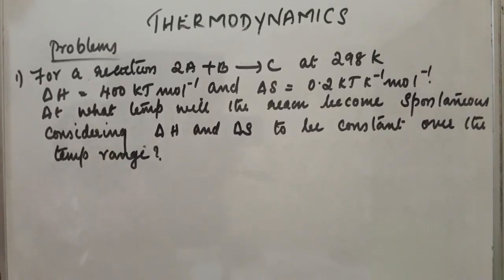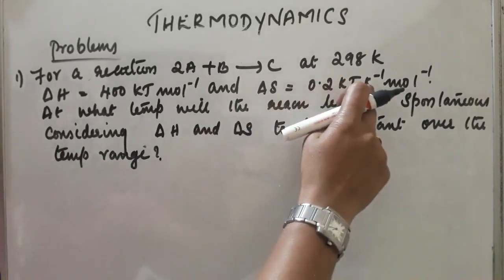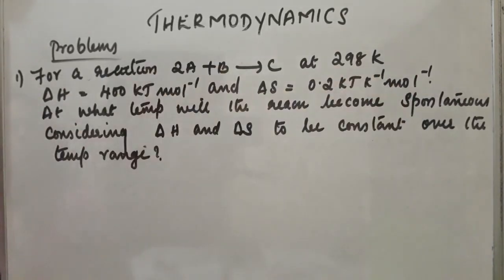Now let us do one problem in thermodynamics. First one: for a reaction 2A plus B gives C at 298 Kelvin temperature, delta H is given as 400 kilojoule mole inverse and delta S is 0.2 kilojoule Kelvin inverse mole inverse. This is the unit for delta S. At what temperature will the reaction become spontaneous, considering delta H and delta S to be constant over the temperature range?